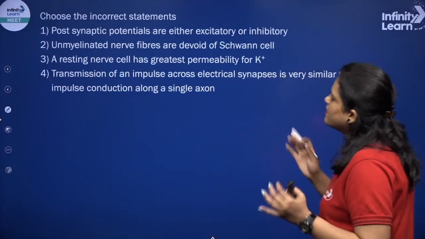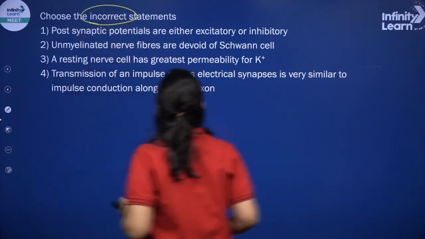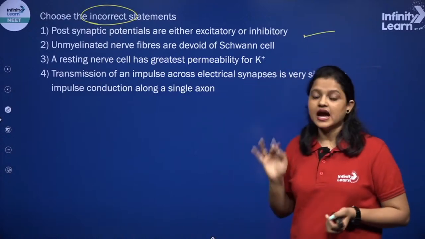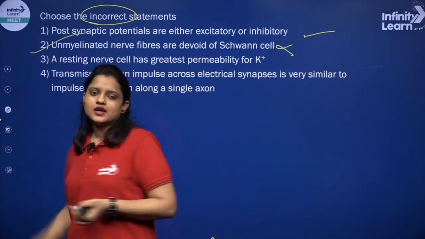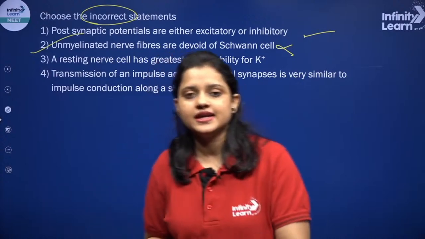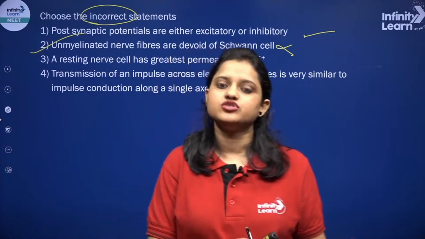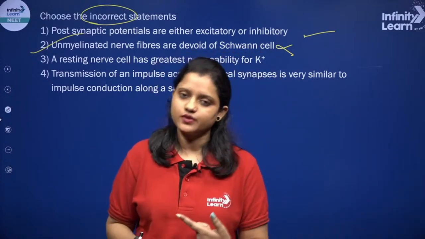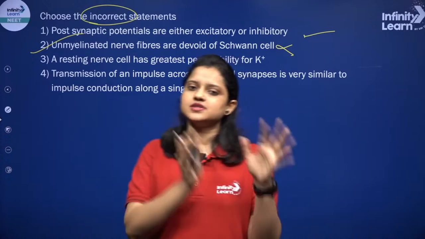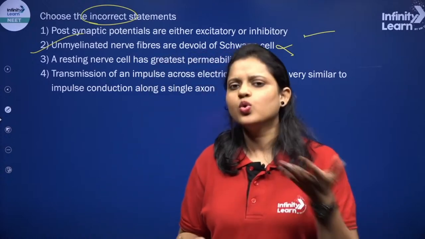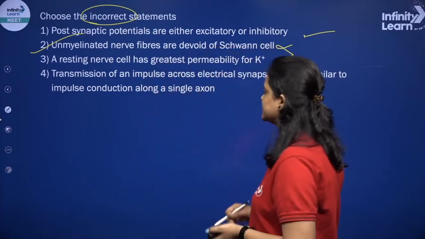Choose the incorrect statement. Postsynaptic potentials are either excitatory or inhibitory. Incorrect? Yes, that is right. Unmyelinated nerve fibers are devoid of Schwann cells. This is wrong. See, whether your nerve fiber is myelinated or non-myelinated, Schwann cells will be there. It is only that Schwann cells are not secreting myelin sheath in non-myelinated nerve fiber. Very important question, okay, given in your NCERT and repeatedly asked in exam, right? We know that in our peripheral nervous system, Schwann cells secrete myelin sheath. But who secretes myelin sheath in our central nervous system? It is oligodendrocytes. Okay, remember this.